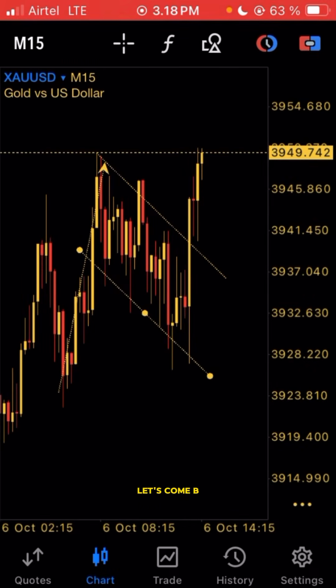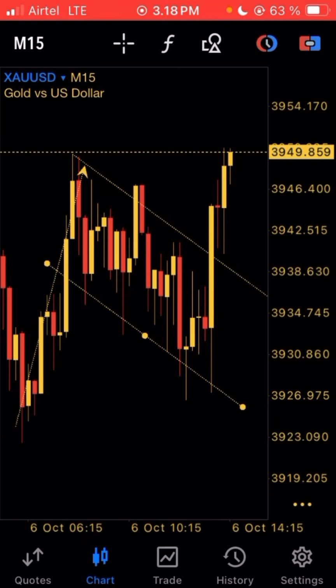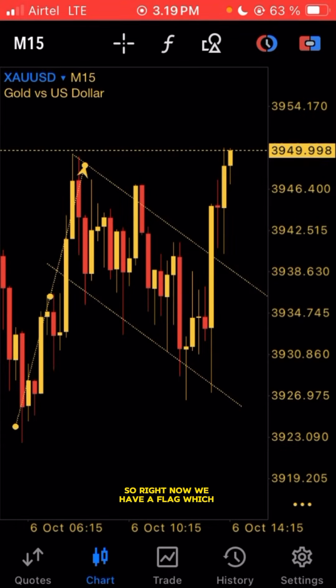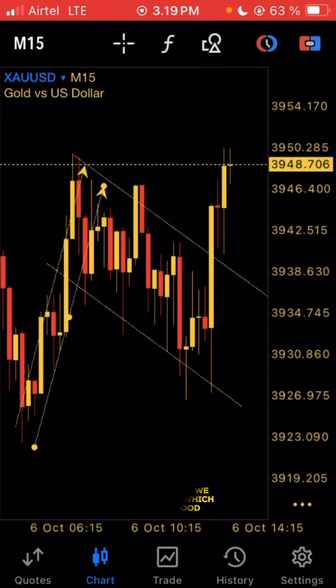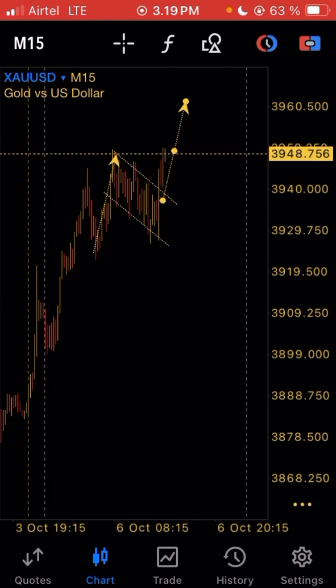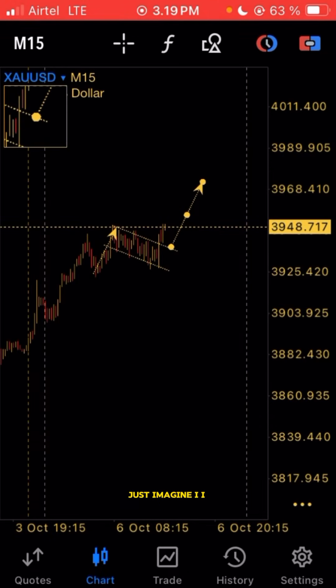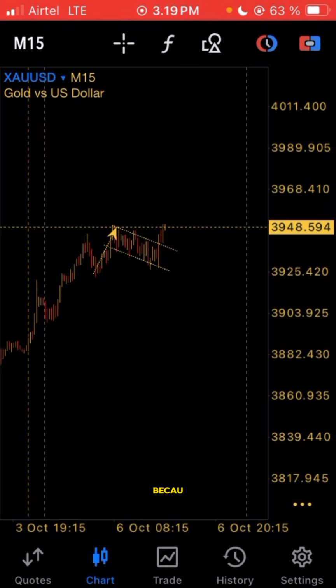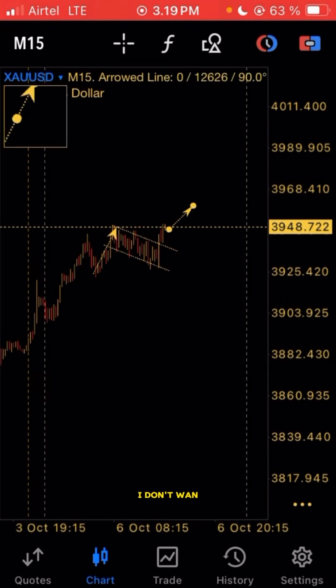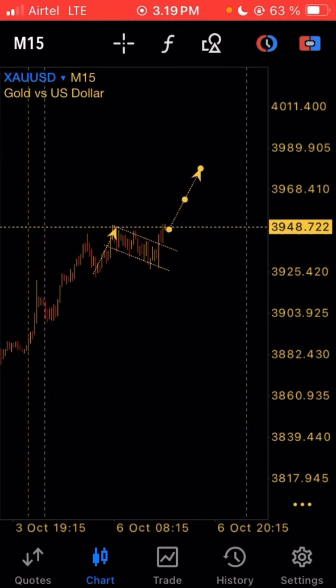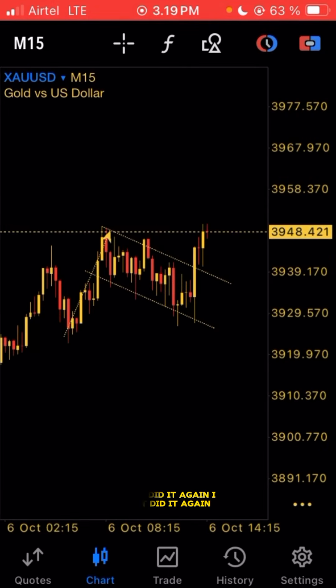Let's come back to the main trading. Right now we have a flag, which is very good. The market has made a move. Don't get me wrong, the market has made a move, and I was late. Just imagine, I was late. So I will delete this stuff because I just extended the arrow. Remember, I just plotted it like that without manipulating anything. I don't want to add more TP.